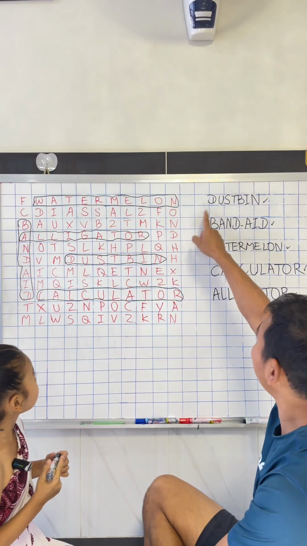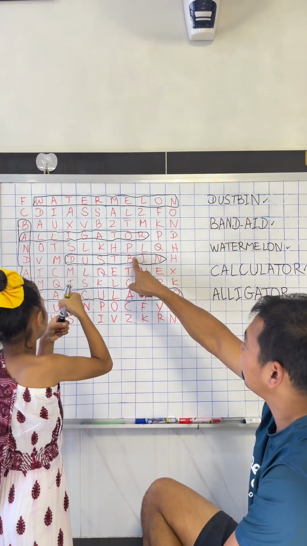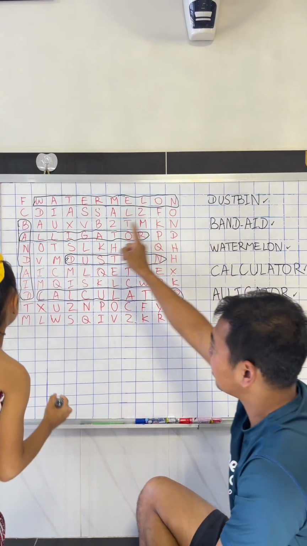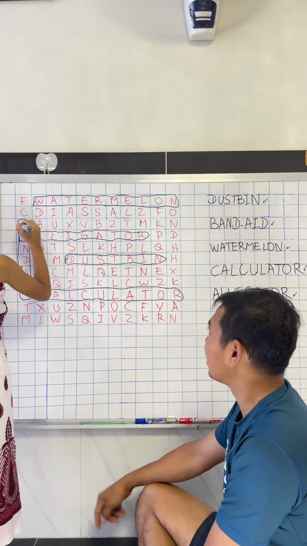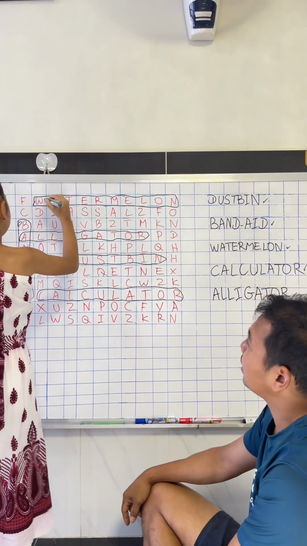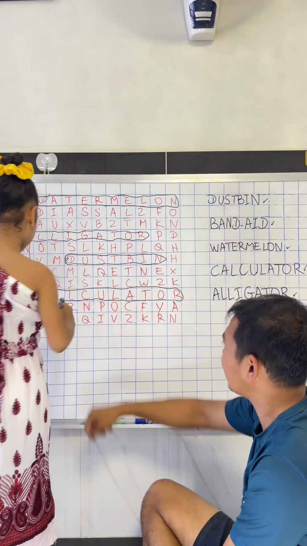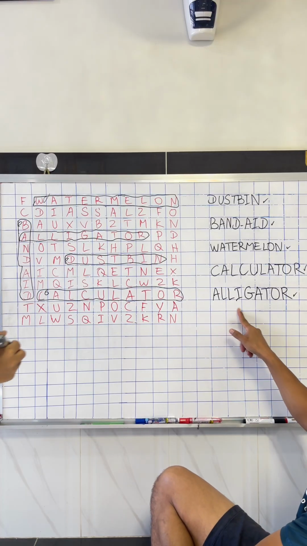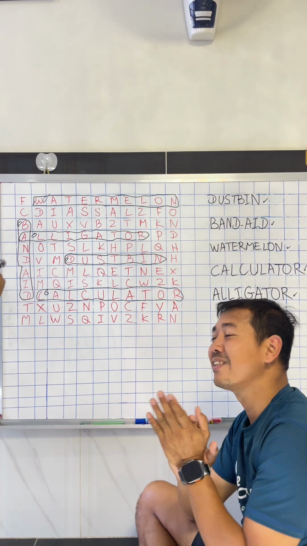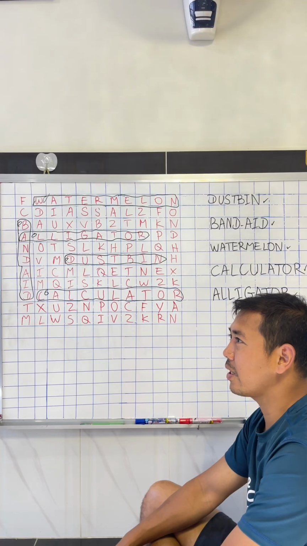Bye bye. No, not yet. Here. Dustbin. Here, dustbin. We check it. Yeah. We just do like this first. And bandage, from there. Yes. And watermelon, from the top one. And calculator is the last three. Yes. It's a color. And alligator here. Okay, correct. So the circles let us check all. Okay, so correct all?